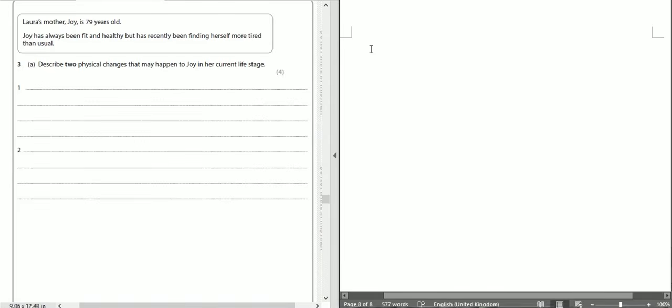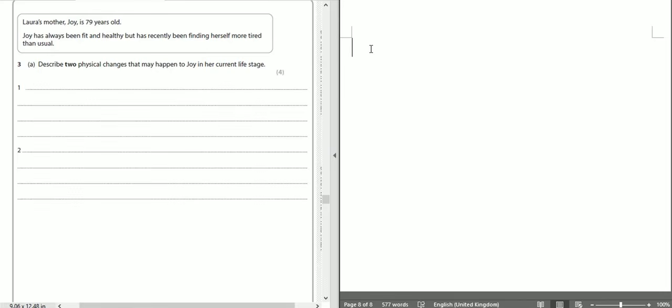So Laura's looking after her mother. Joy is 79. Joy has always been fit and healthy, but recently has been finding herself more tired than usual. So we're looking at later adulthood here. Now, later adulthood is, again, another common theme. It's been on the 2017 paper, the 2019 paper, both 2020 papers. So the effects of aging, the impact of later adulthood, again, is a common question. And we've got here: describe 2 physical changes that happen to Joy in her current life stage.